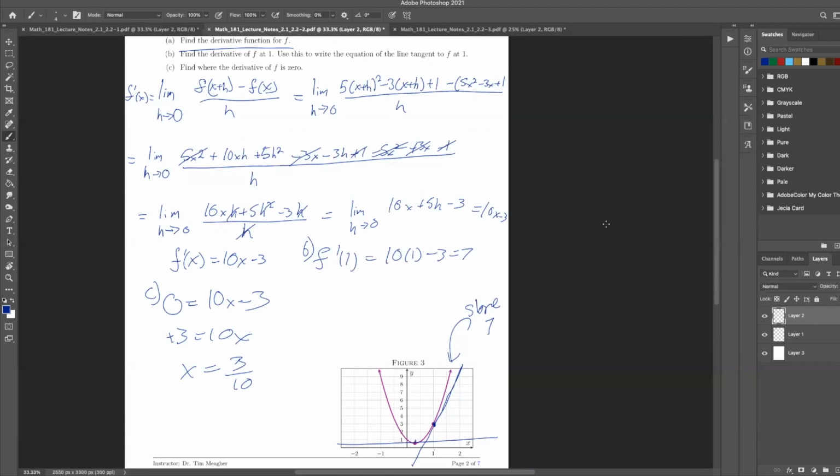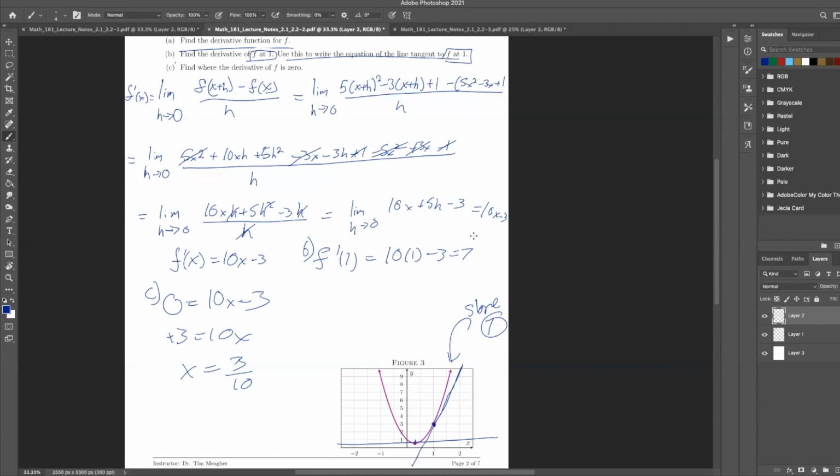On part B, why do you plug in 1 instead of 0? Oh, so here, part B, I want to find the derivative of f at 1. Just what the question asked, right? And use this to write the equation of a tangent line at 1. Oh, I guess I didn't do that part. Let's do that part real quick. Well, here I know what the slope is. The slope here is 7. Well, what's my function at 1?